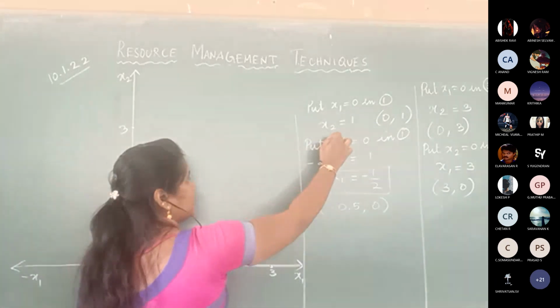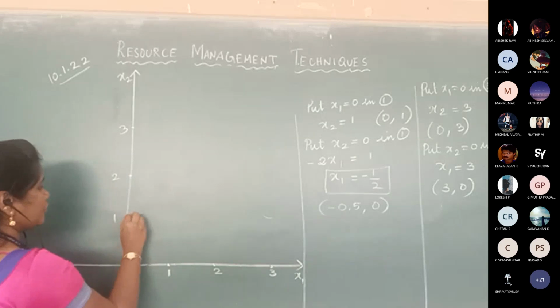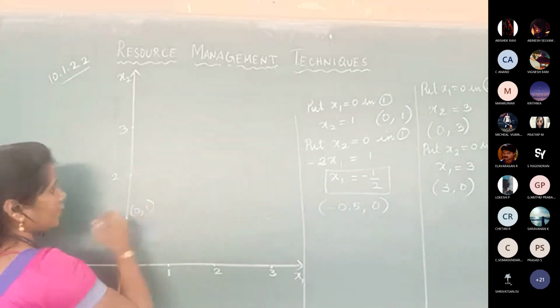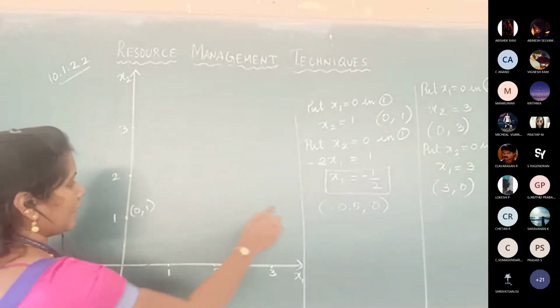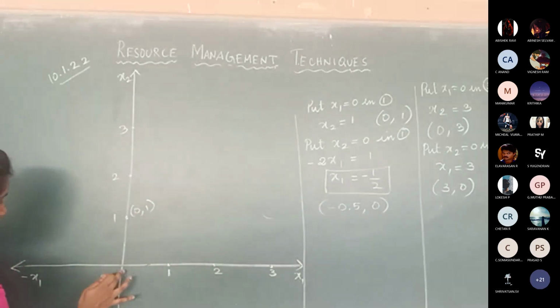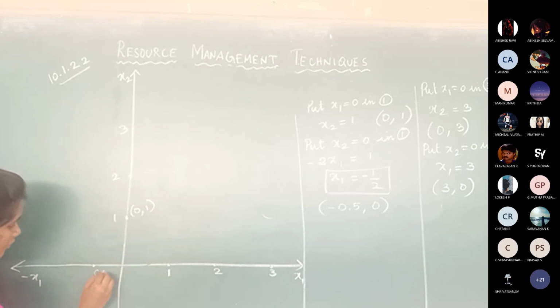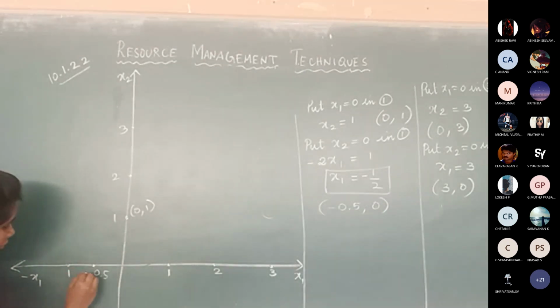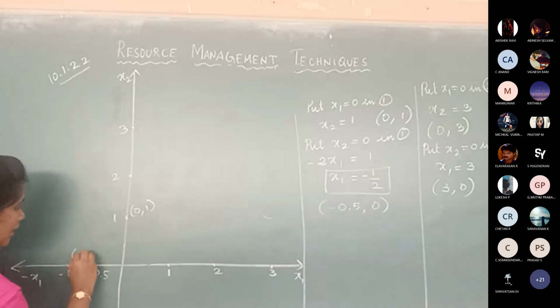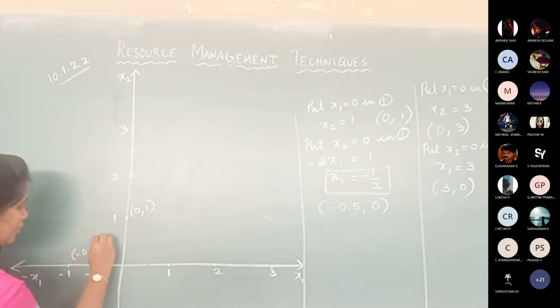For your first equation, it is 0 comma 1, so this will be the point 0 comma 1, and then it is minus 0.5 comma 0. So you have to do some here. This will be 0.5 and this will be minus, so it is minus 0.5 comma 0.